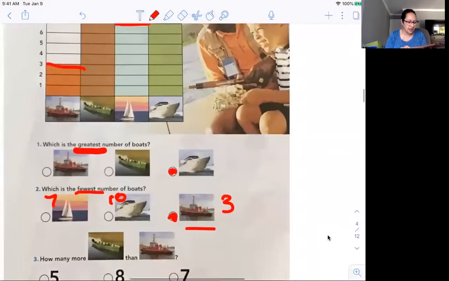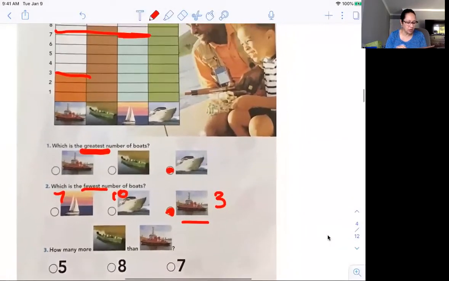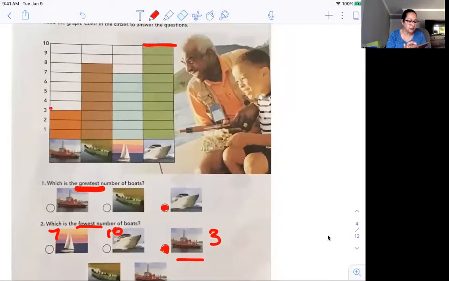Okay. And then number 3, it says, how many more? Okay, so let's work on this together. First you're going to find the 2 boats that they want you to compare. So here are the 2 of them, the canoe and the tugboat. The tugboat has 3, and the canoe, boys and girls, has 8. All you have to do to see the difference is draw a line all the way across like this. Let me do that again because that's sloppy. All the way.